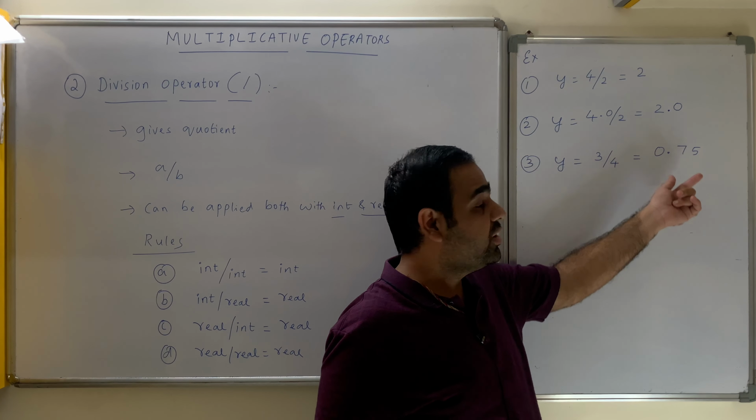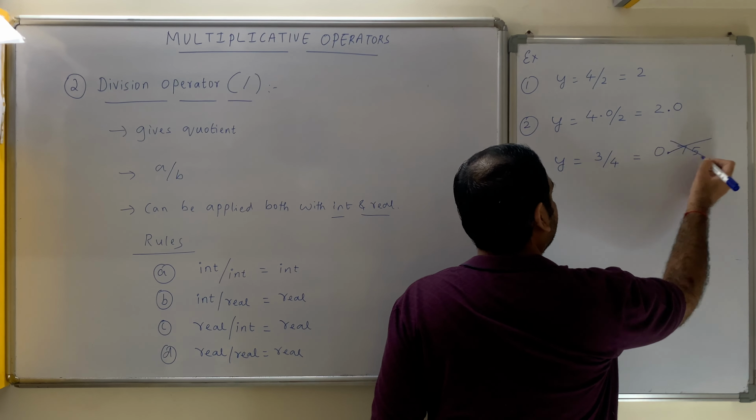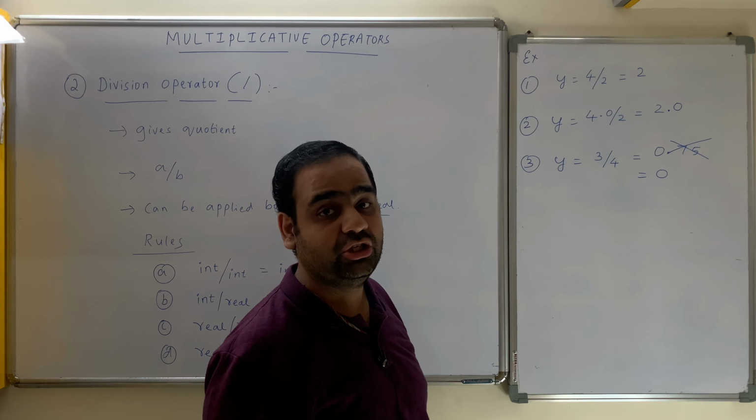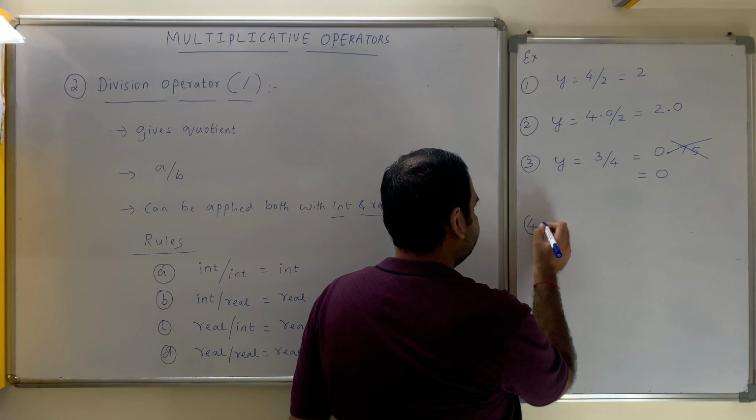Therefore, convert this real number to integer. How do we convert it? We truncate the decimal point. Hence, 3 divided by 4 is 0 in C programming language. Now, let's take the next example.